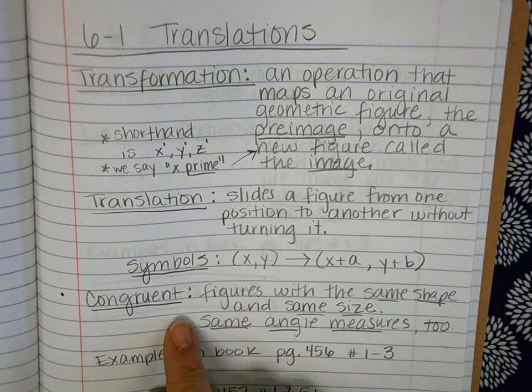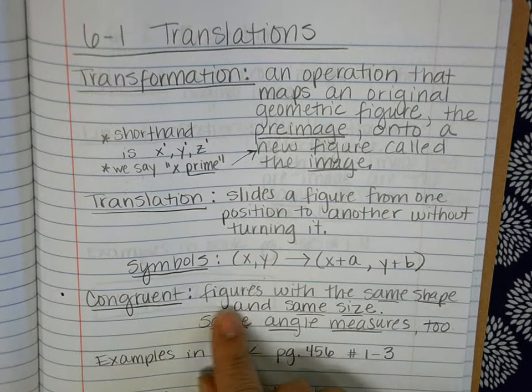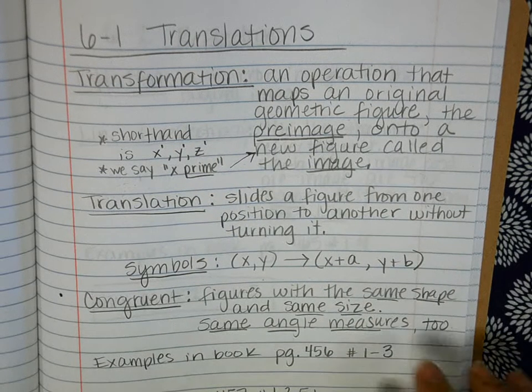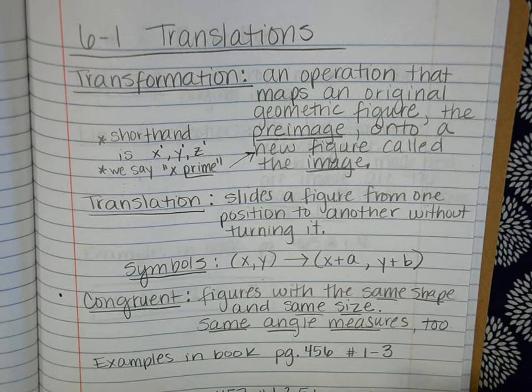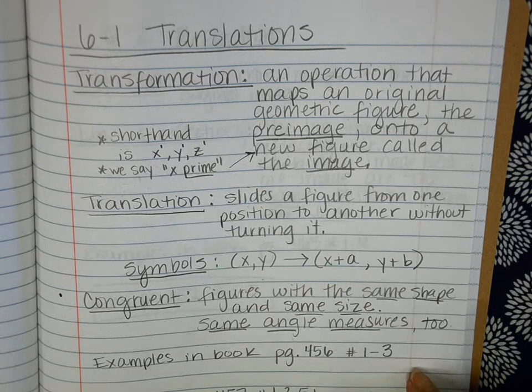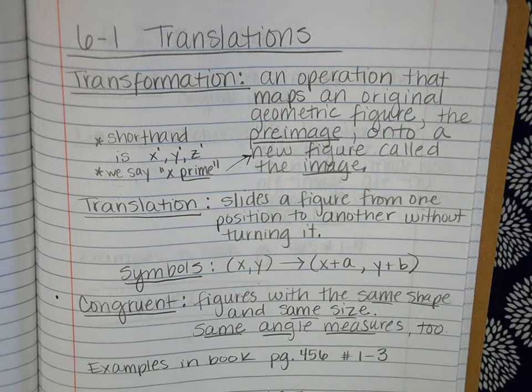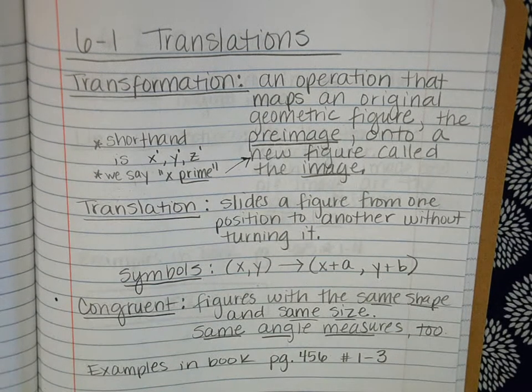Congruent is a big part of this and chapter 7 as well. Congruent here means figures with the same shape and same size, same angle measures too, because we're talking geometry. So we're going to do some examples in the book of what this looks like, and then I'll let you try it on your own and we'll see how it goes from there. Are there any questions so far? No? Okay. Yesterday when we did this, most people thought it was pretty easy.